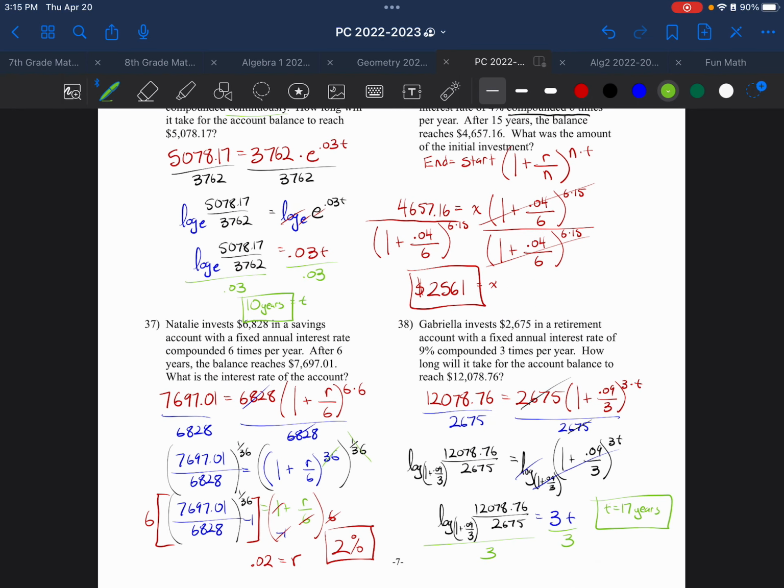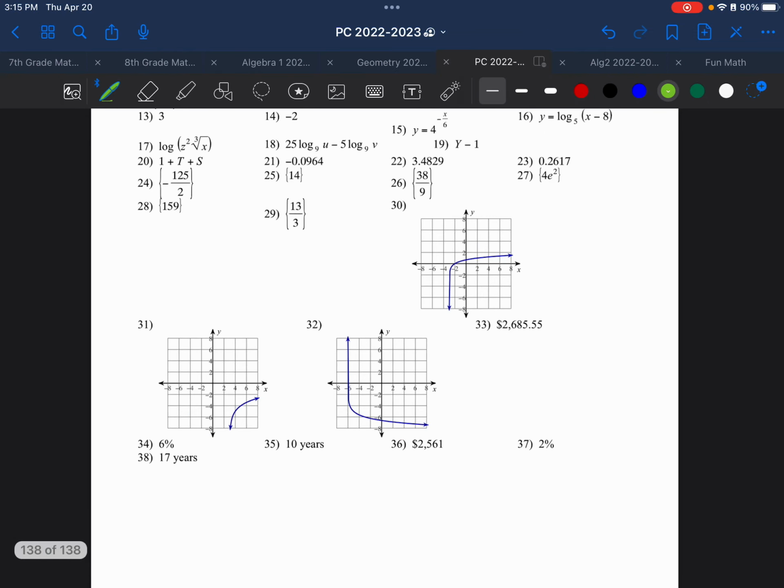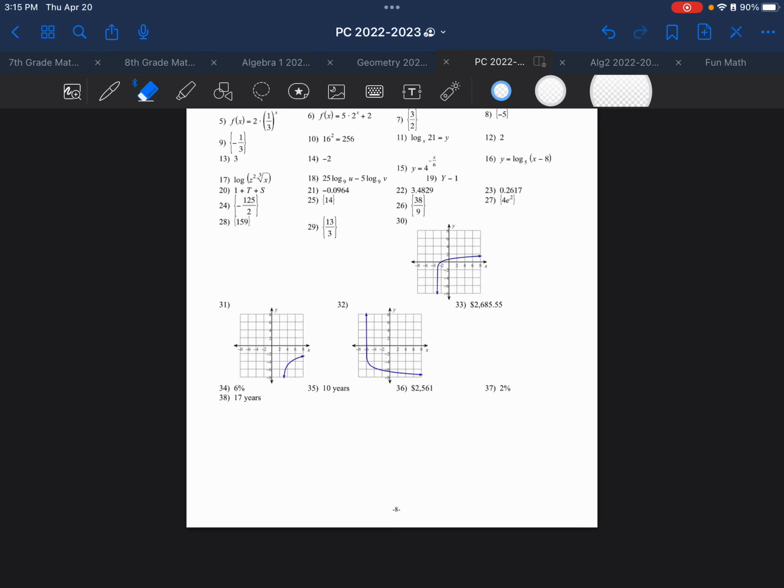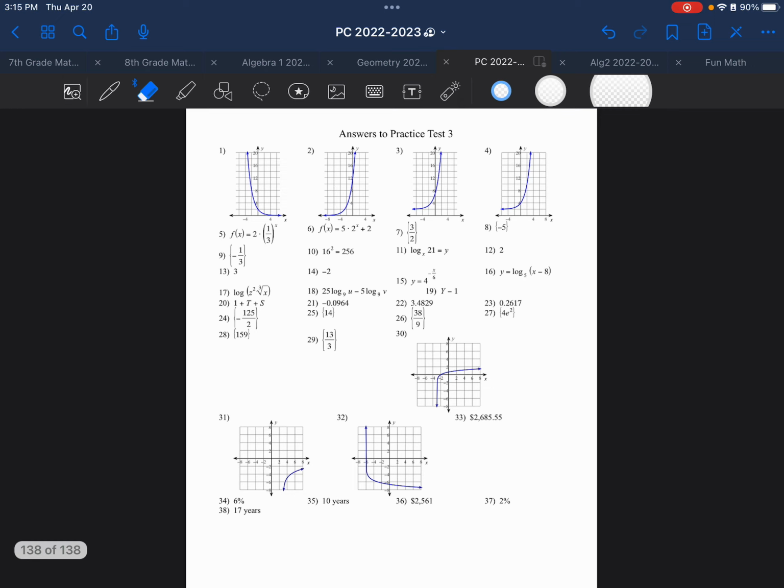Have we been getting these right? 10, 2, 5, 6, 1, 2, and 17. I mean, the last 4 are good, so I guess the other ones are hopefully good. And just again, there's a frame of all the answers to practice test number 3.